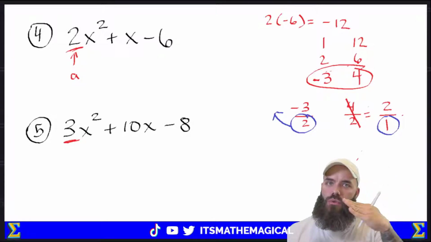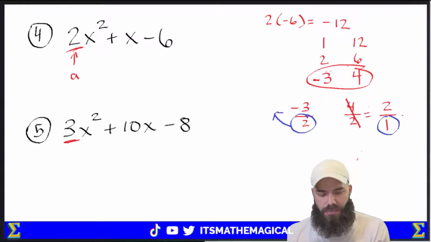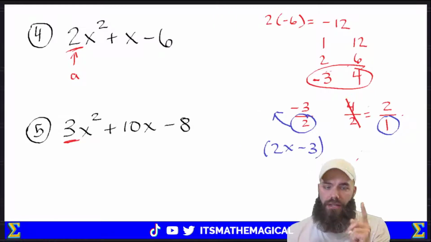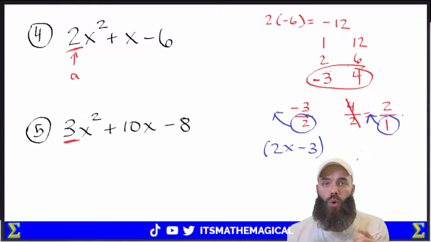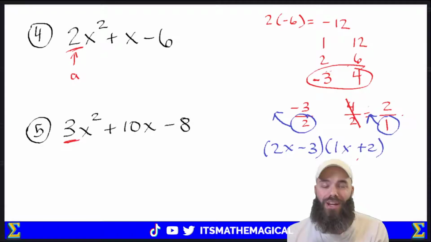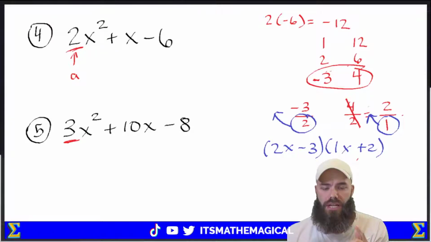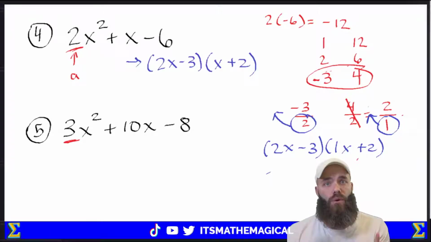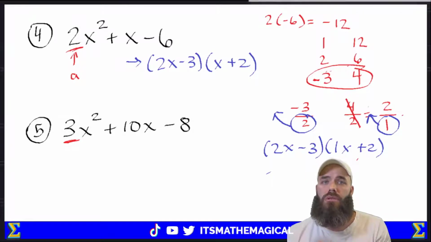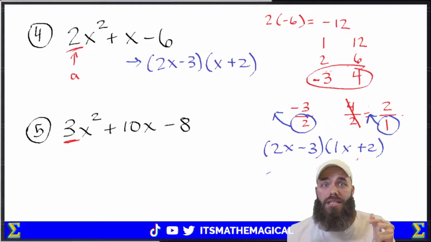So when I bring that 2 up to the left and give it a variable, this becomes 2x, and then that's a -3, so -3. There's one factor. And then when I bring that 1 up to the left, 1x plus 2. There are my factors to that quadratic. And I guarantee if you FOIL those binomials back together, you will get that quadratic 2x squared plus x minus 6. All right, let's look at the next one.